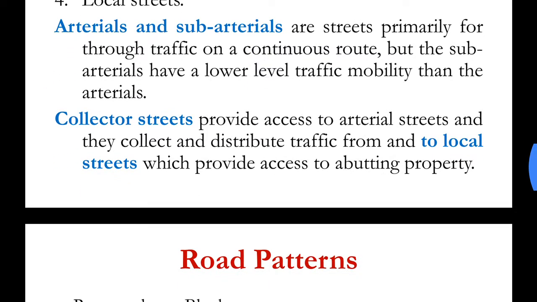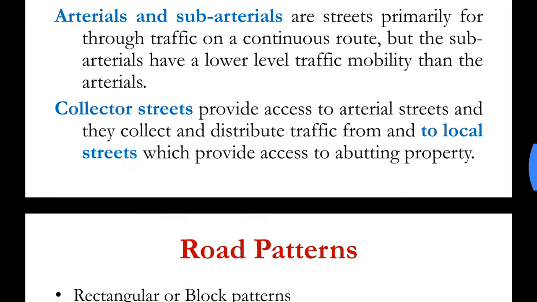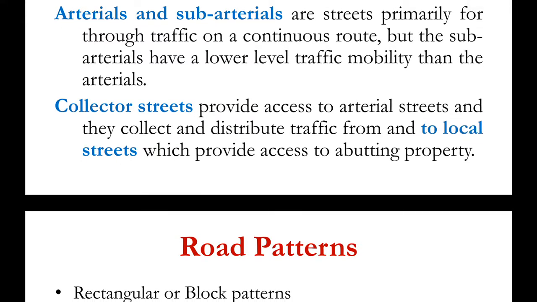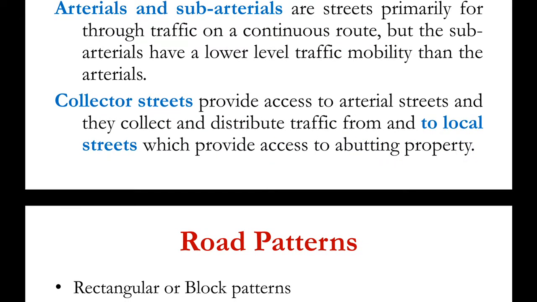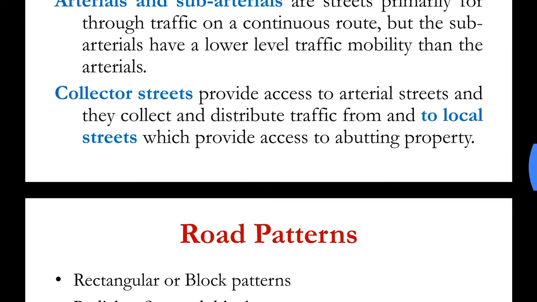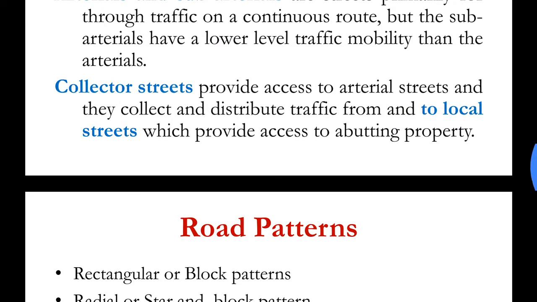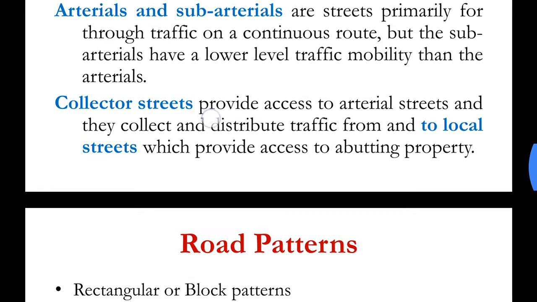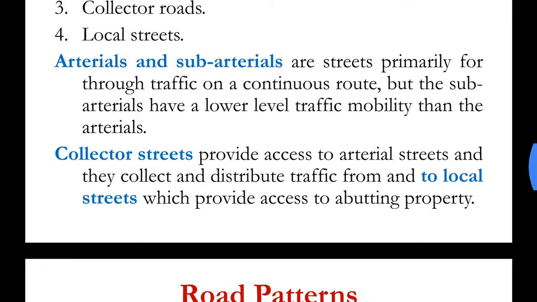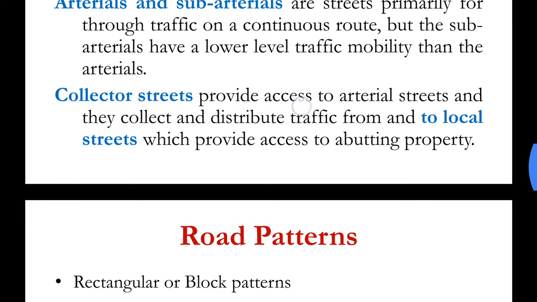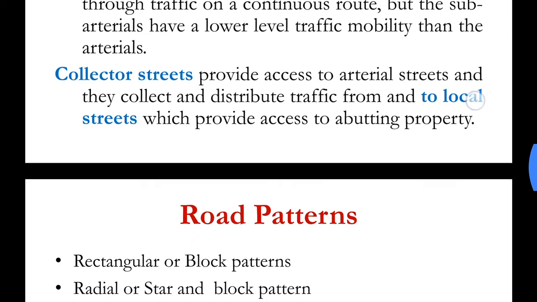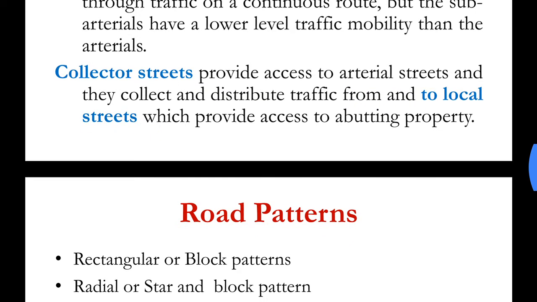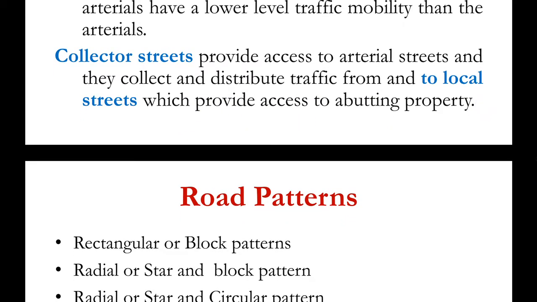Next, collector streets and the local streets. What are the local streets? They are the streets or roads which provide access to the abutting property, or the roads which connect our homes. This is the smallest class of road. These local streets will join the collector streets, which in turn will join the arterials and subarterials. So collector streets provide access to arterial streets and they collect and distribute traffic from and to local streets, which provide access to abutting property.